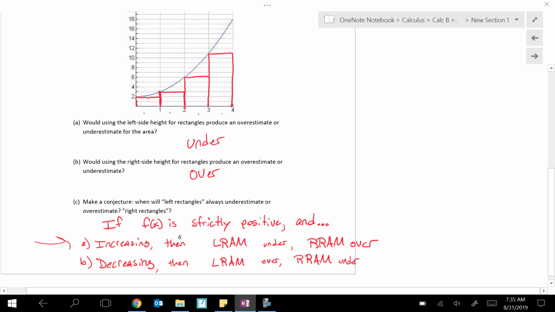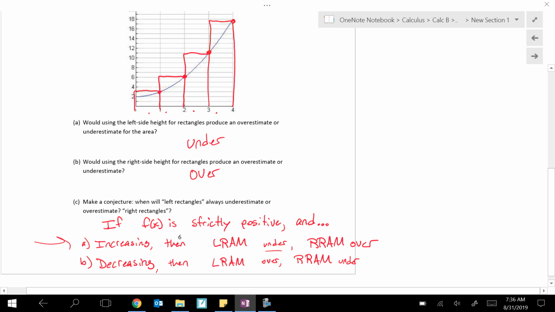So see how building my rectangles, making the height match the function on the left side, gave me an underestimate. And if we use the right side as the height, so again, I'm going to make a rectangle in each of these windows, but this time I use the right side of the width for the height, now I've got an overestimate. Now this is going to give me too much area.